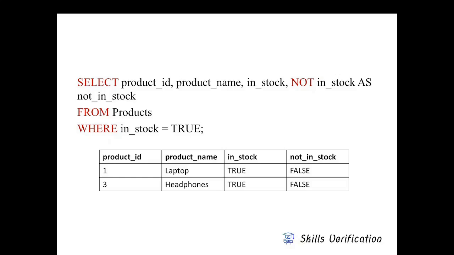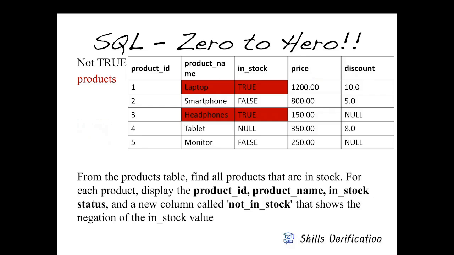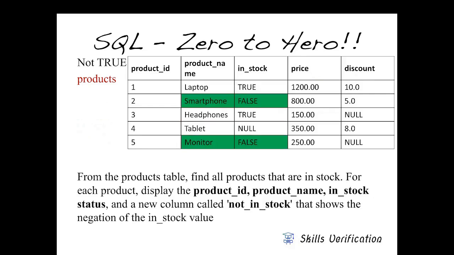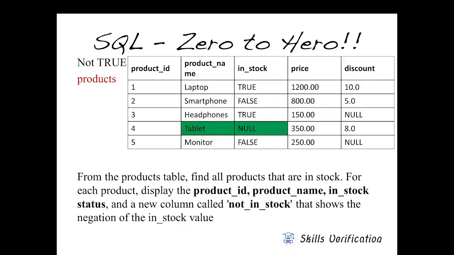If we had selected products with in-stock values of false, their negation would be true. And for products with null in-stock values, their negation would still be null. Remember, if a database has an empty or unknown field, its negation remains null. This is different from using is not null in selection queries to find fields that aren't empty.